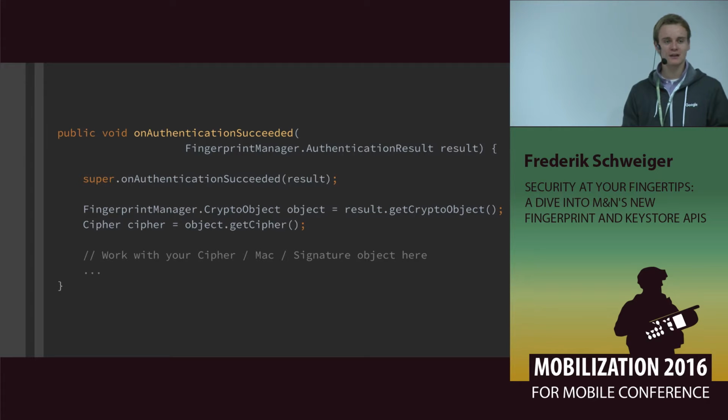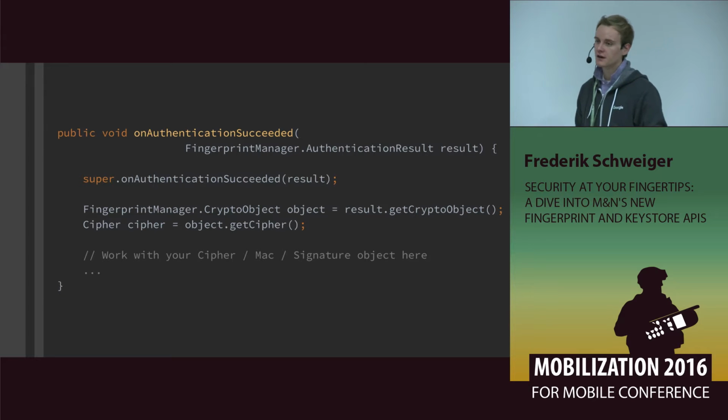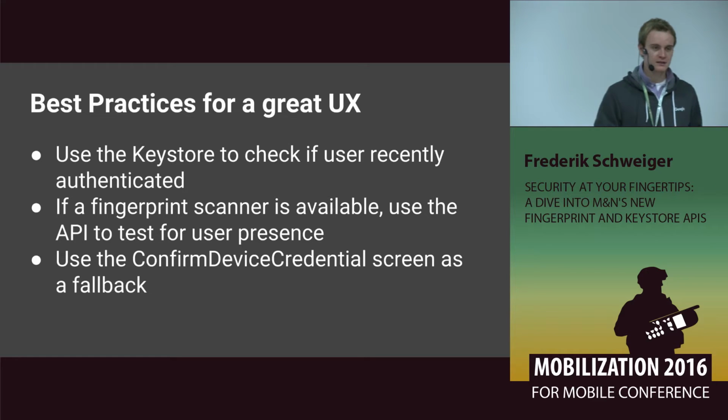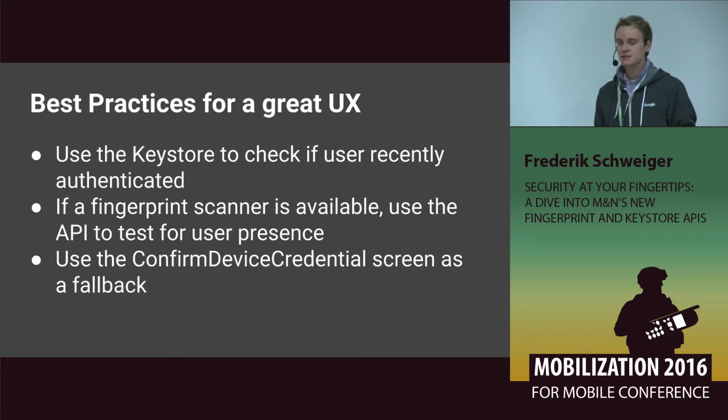If you just want a simple lock for your app, you can just set it to null and it will work, and it will notify you of the result, whether everything worked fine or not. So the best practice for a great user experience here: use the Keystore to check for user presence.